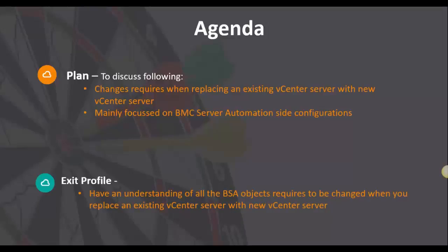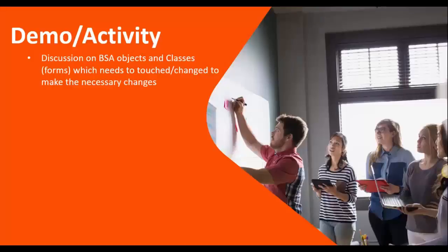Once you're done with the configuration, you will have an understanding of all the BSA objects required to be changed when you replace an existing vCenter server with new vCenter server. During the demo, we will discuss BSA objects and classes which need to be changed to make the necessary changes. Let's switch to BSA server automation console and take a look at all of these configurations.